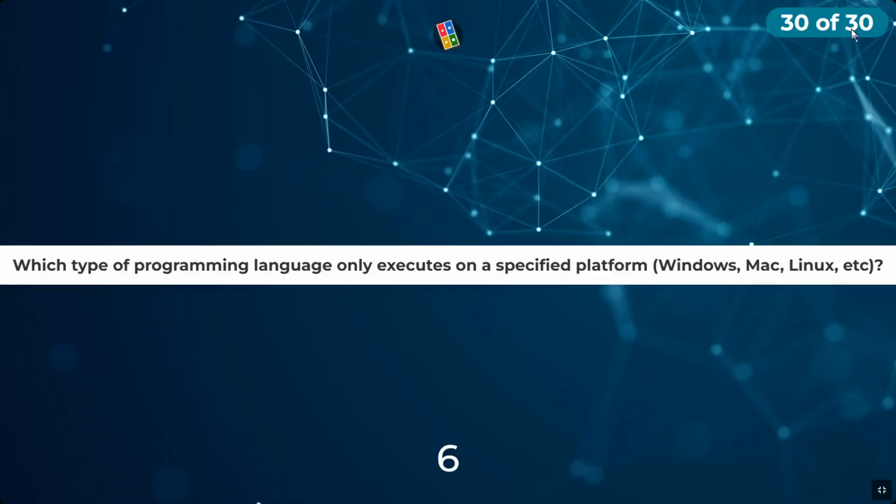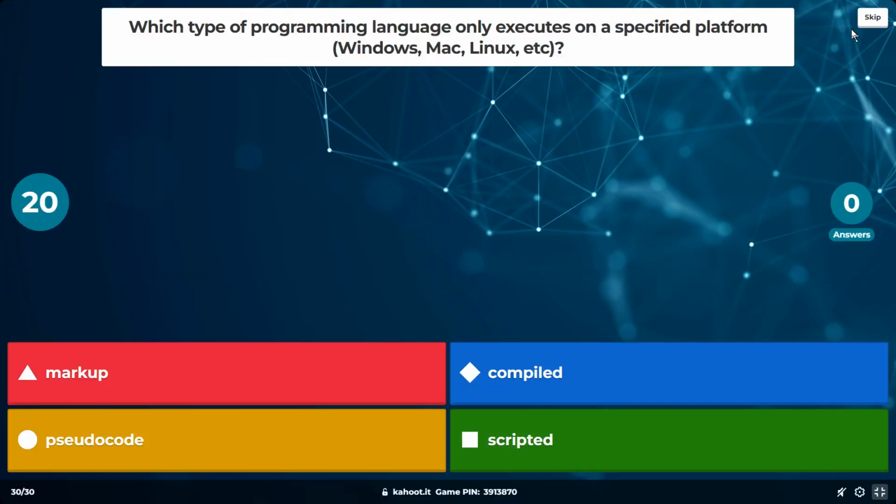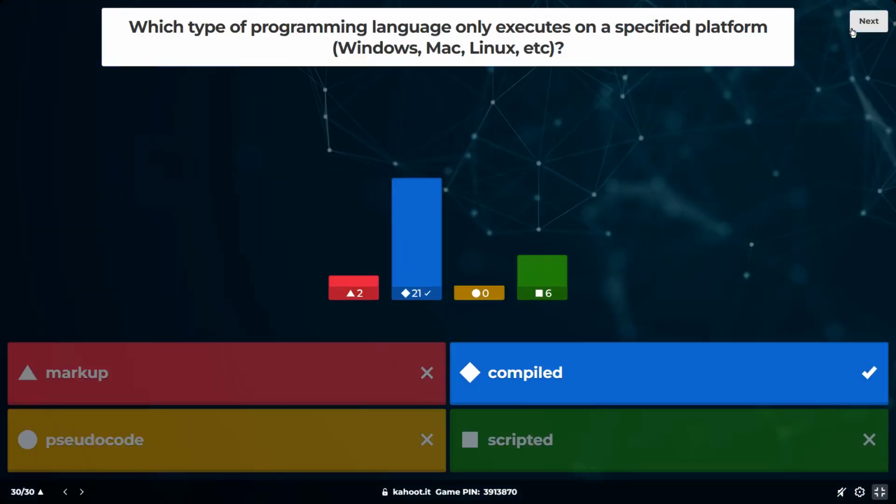All right, last question. Had a good time with you. Can't wait to go look at all the chat bar comments. Which type of programming languages only executes on a specific platform? So if this program has been written for Windows, it's only going to work on Windows. If it's been written for Linux, it's only going to work on Linux. Yeah, compiled. Compiled's what we're looking for.